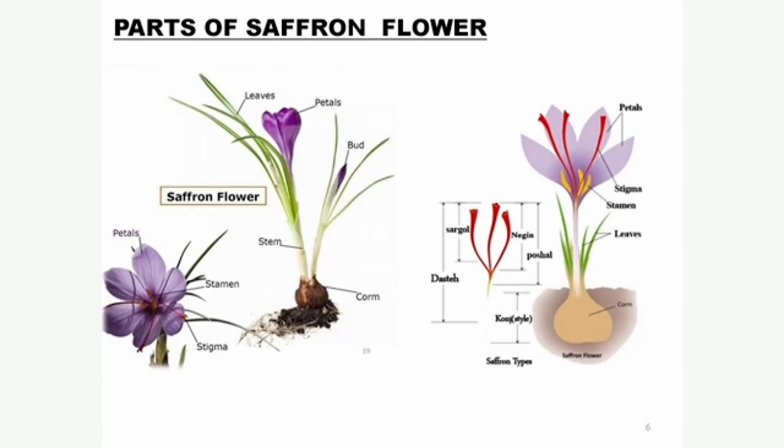We also see the various parts of the stigma. The upper part is called the sargol, just below that is called the negin, and the next part is called the poshal. The whole part till the conch is called the daste, and the below part that is whitish in color is called the conch.